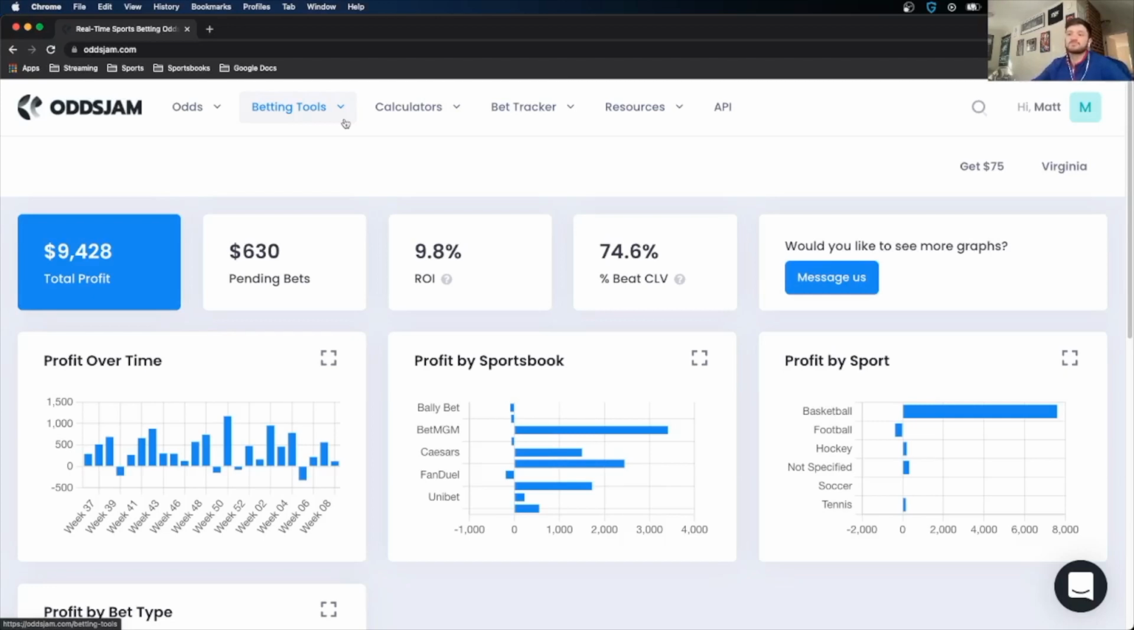But overall, it's incredibly profitable. As you can see here, 9,500 in total profit, almost 10% return on investment based on how much money I've bet versus how much money I've made. And that's pretty much it.